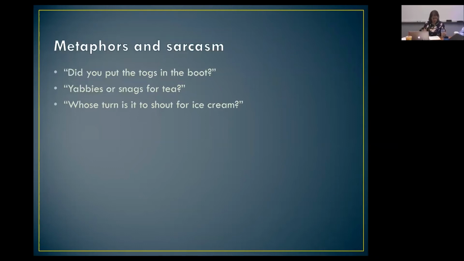So that first one is, did you put the bathing suit in the trunk? That's what the togs in the boot are. Did you put the bathing suit in the trunk? And yabbies have snags for tea is a whole phrase for that. Yabbies.